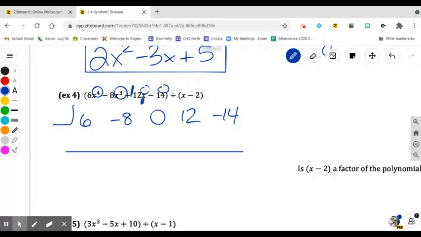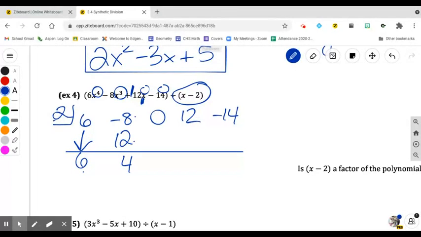Leave some space. The number in the box is going to be the opposite of the divisor, so positive 2. So there's our setup. Now we divide. I'm going to bring down the 6. Multiply: 2 times 6 is 12. Now we add. Negative 8 plus 12 is positive 4.